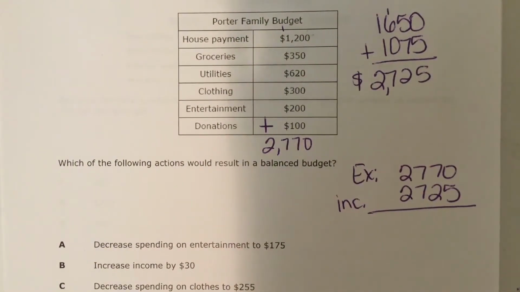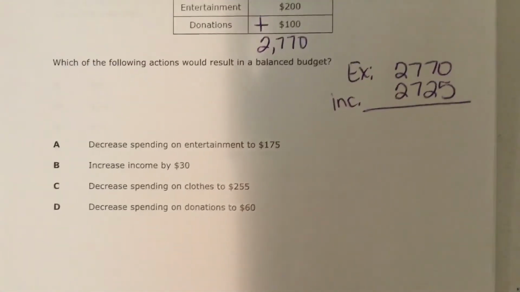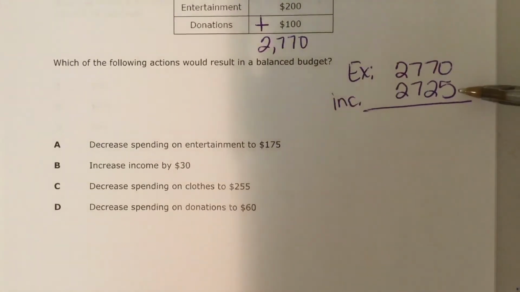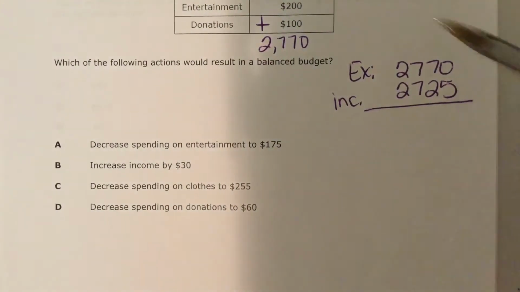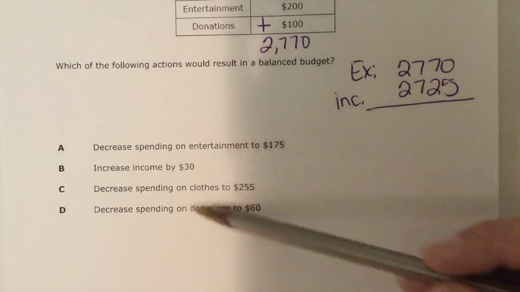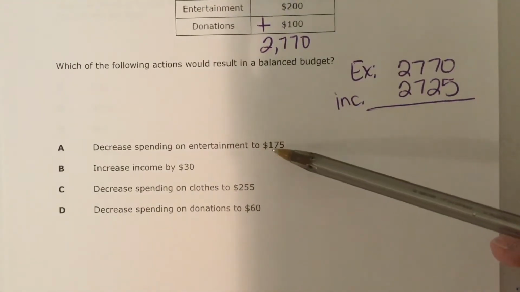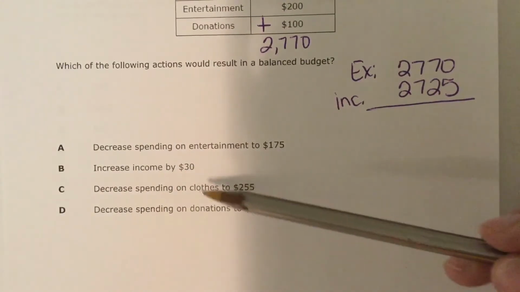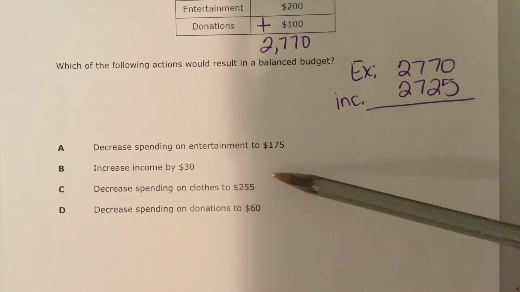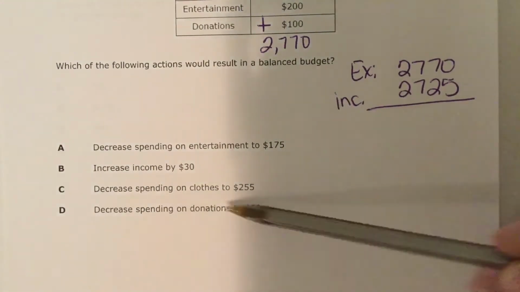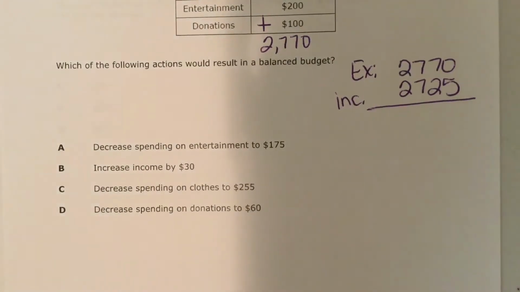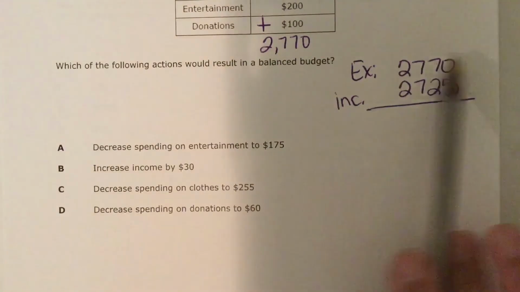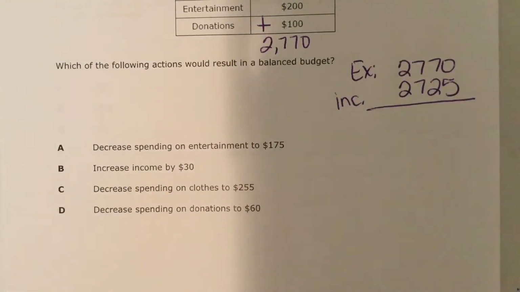Which of the following actions would result in the balanced budget? All right, so the expenses are $2,770. Their income is $2,725. So what are they going to do to balance their budget? Can they A, decrease the spending on entertainment to $175, B, decrease income by $30, C, decrease spending on clothes to $255, or D, decrease spending on donations to $60? Okay. First, you need to find out what the difference is. What are they missing? How much are they off?